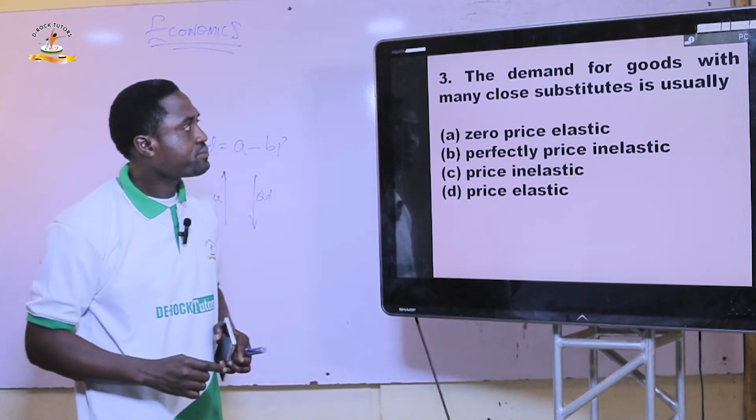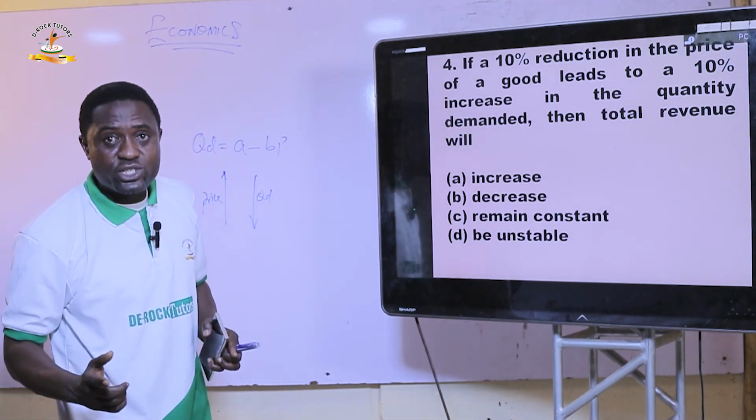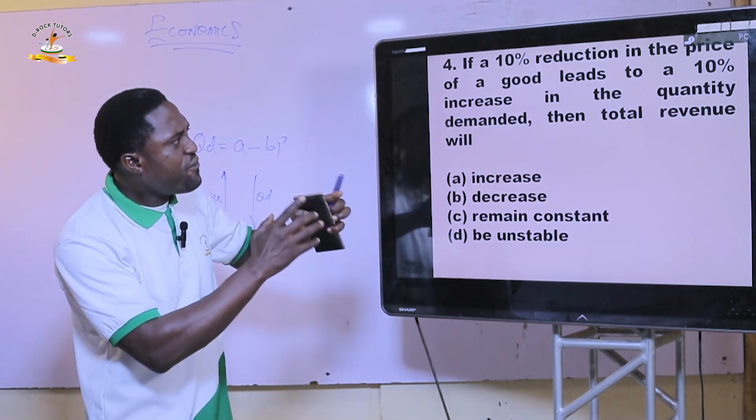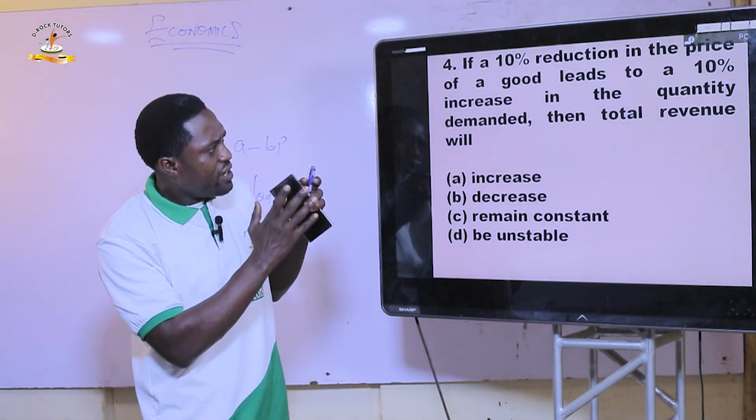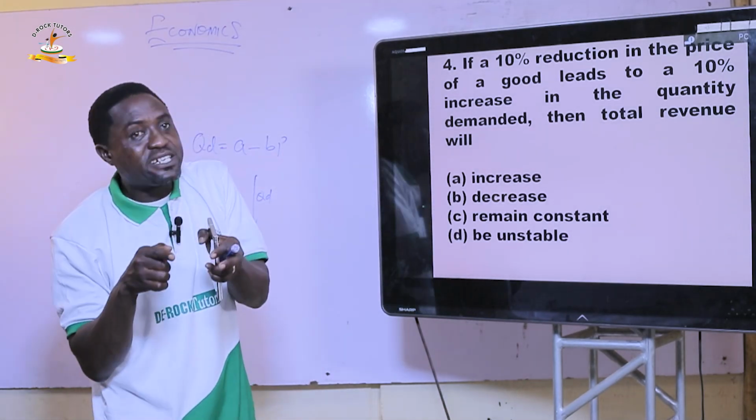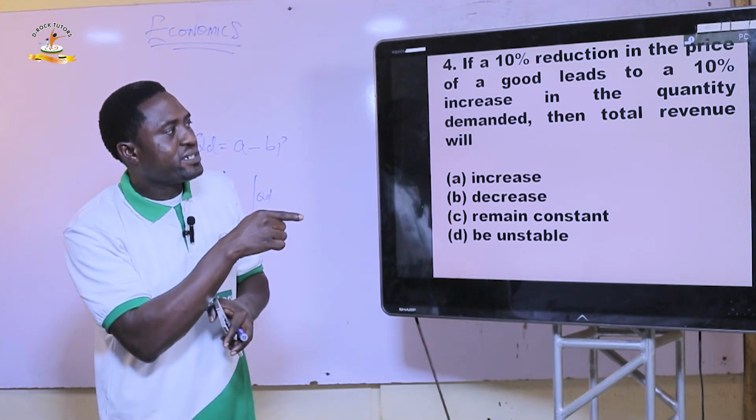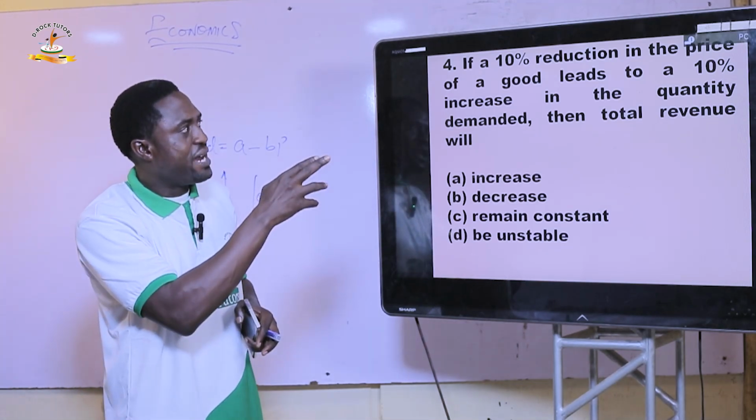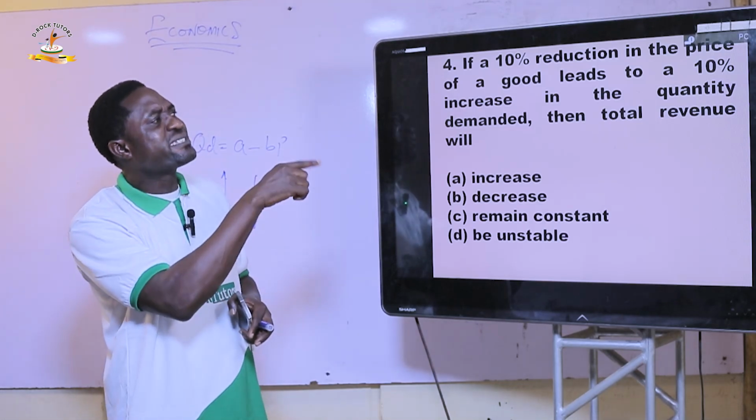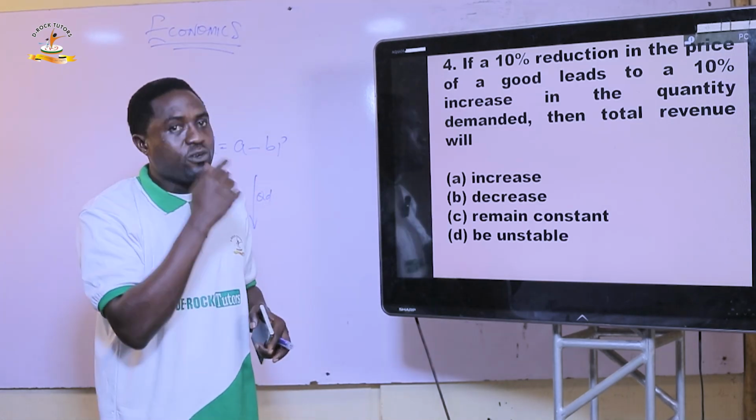The next question. Question 4. If a 10% reduction in the price of a good leads to a 10% increase in the quantity demanded, the total revenue will be what? If a 10% reduction in the price of a good leads to a 10% increase in the quantity demanded, the total revenue will go up.